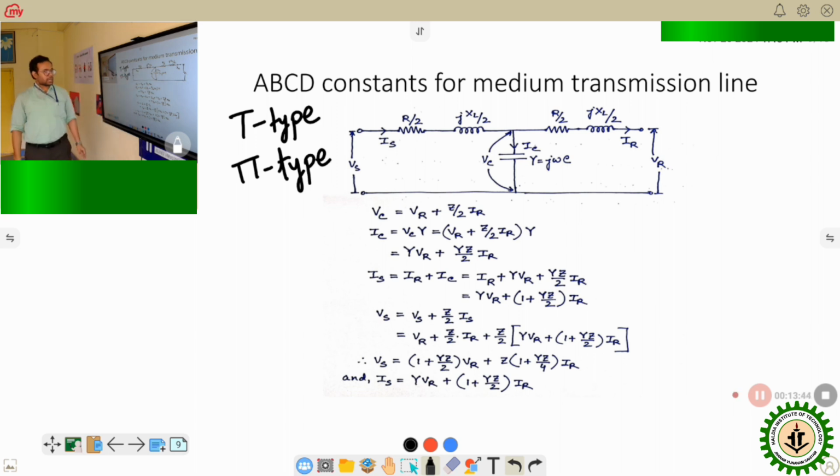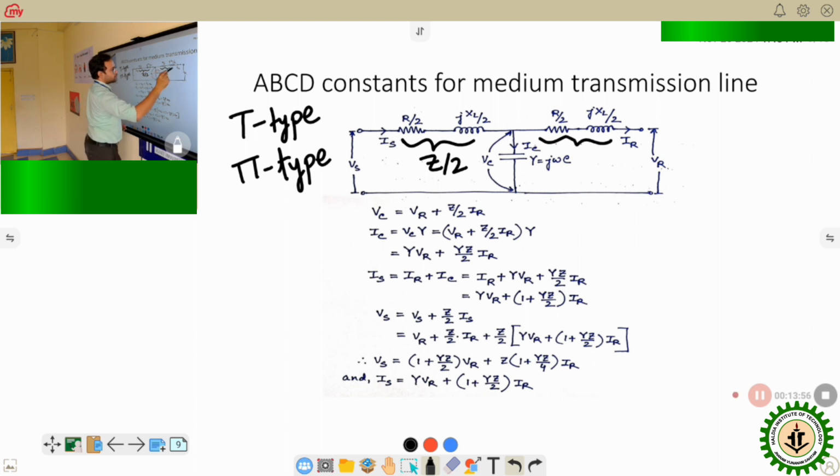Here we can see a T-type representation. Now, in the T-type representation, the entire impedance is divided into two parts and the total admittance is lumped in the middle.